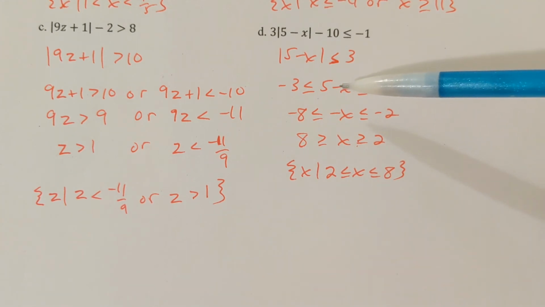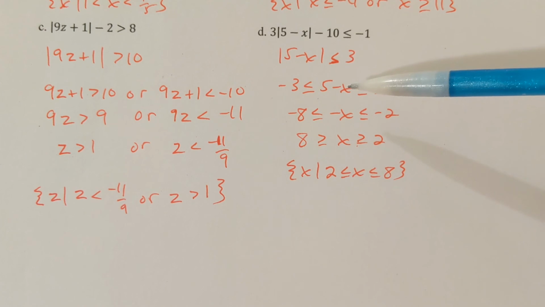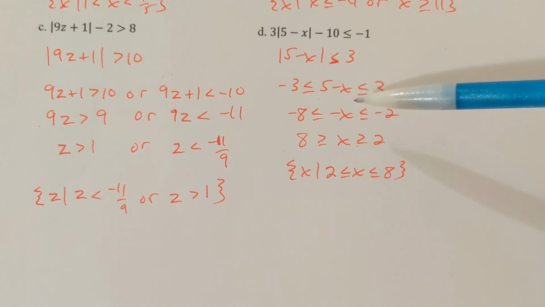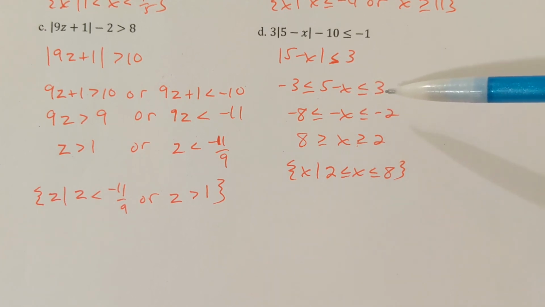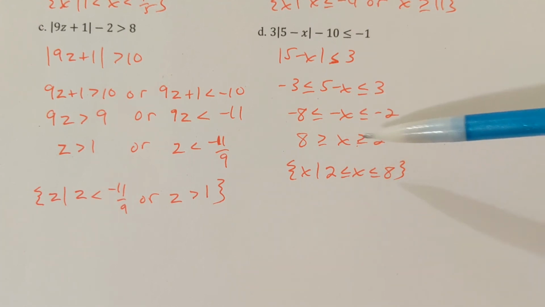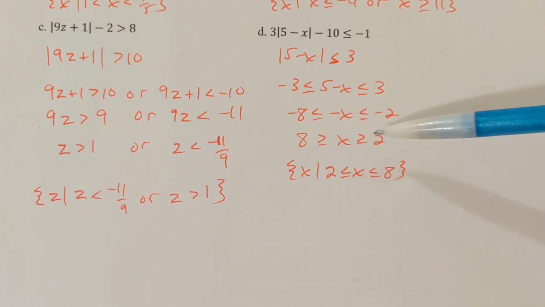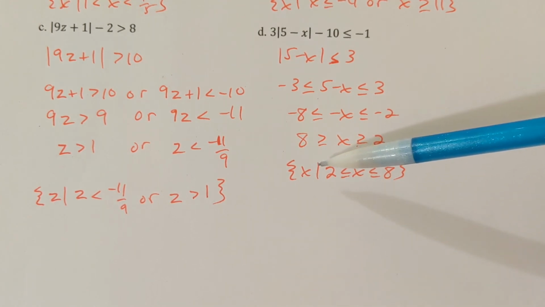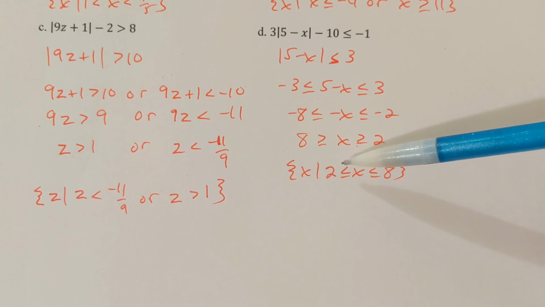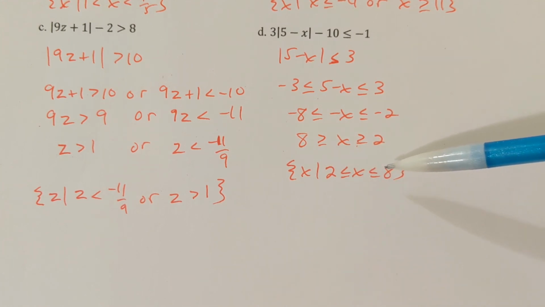If I subtract 5 throughout the three parts, negative 3 minus 5 is negative 8, 5 minus x minus 5 is negative x, and 3 minus 5 is negative 2. Multiply throughout the three parts by negative 1, and you get 8 greater than or equal to x greater than or equal to 2. So the answer here: the set of all x such that x is greater than or equal to 2 and less than or equal to 8.